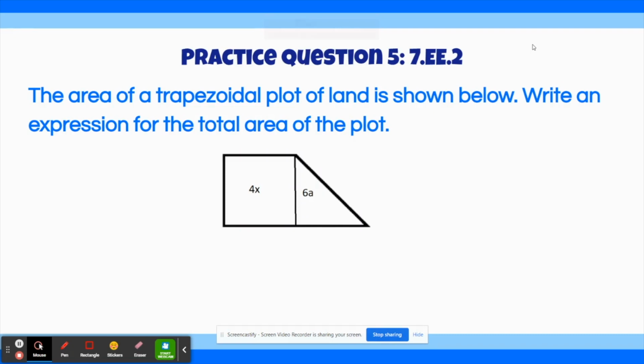Okay, on to practice question number 5. It says, the area of a trapezoidal plot of land is shown below. Write an expression for the total area of the plot. So there's a diagram of the trapezoid, right below the question, and you can use that to solve the problem. When you're ready to see the answer, you can play the video.